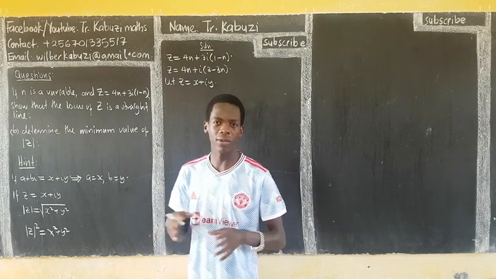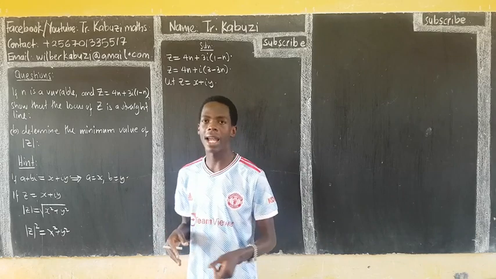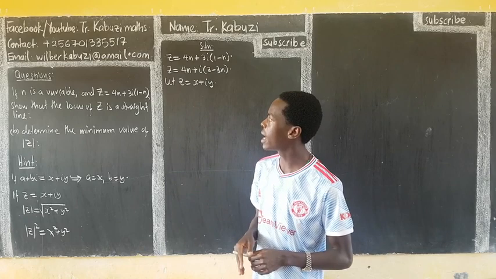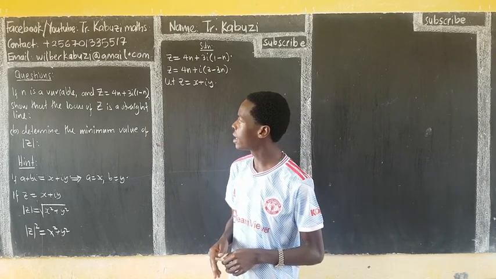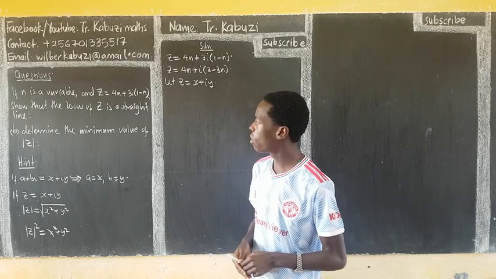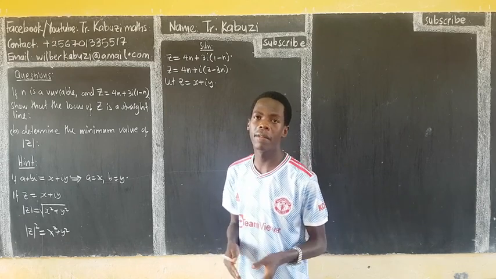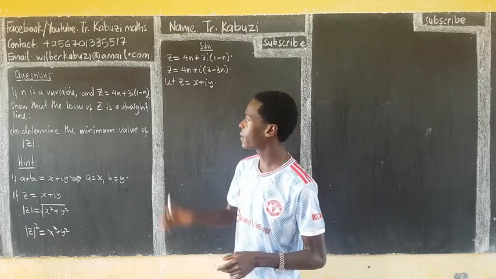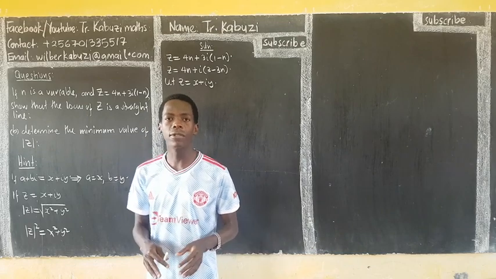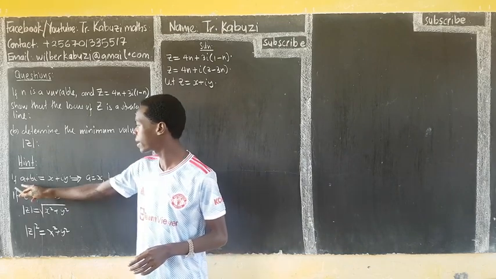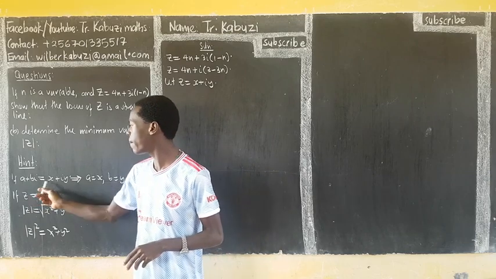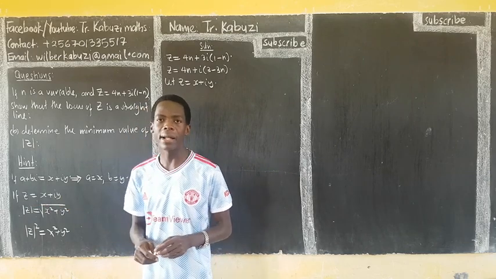Now these are just parts of questions we can expect from there. It says: if n is a variable and z is equal to that, show that the locus of z is a straight line. Then (b), determine the minimum value of z. We can determine the minimum value in many ways, but let us first find the locus of z. The hint here is that if two complex numbers are equal, their real parts are equal and their imaginary parts are equal.